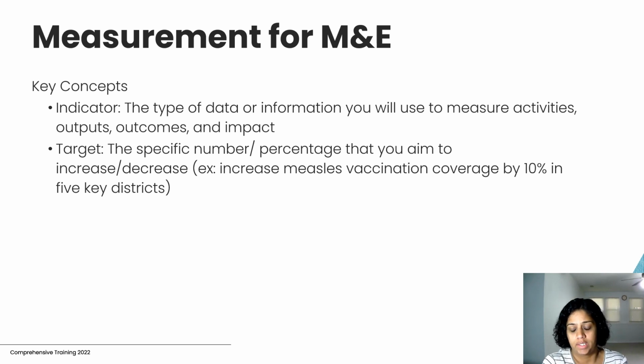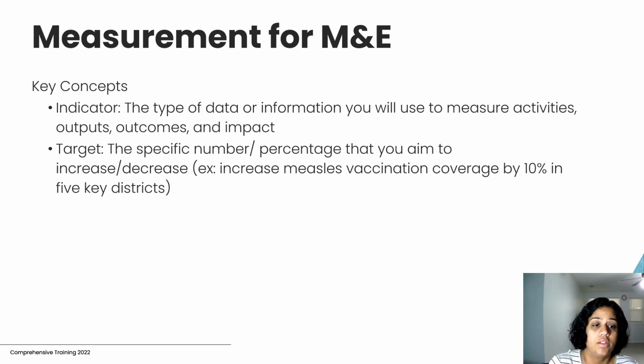Switching gears a little bit, the other part of planning is actually getting the data for your evaluation. That's where measurement comes in. As you develop your logic model, you're thinking about, what are the indicators that I need to have? That is the type of intervention you want, the type of data you want to use to collect that information and see how well your program is running.